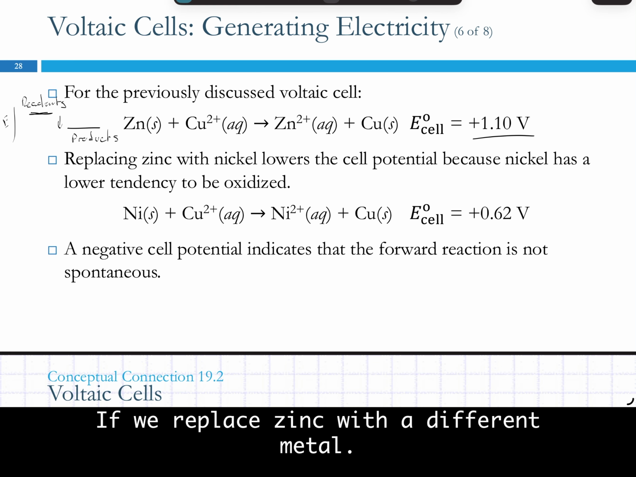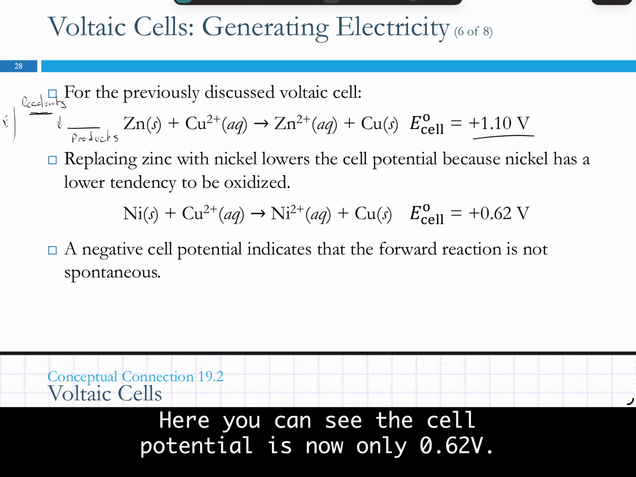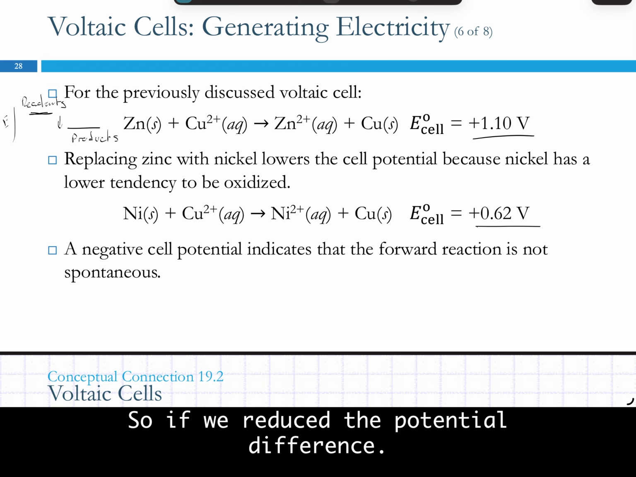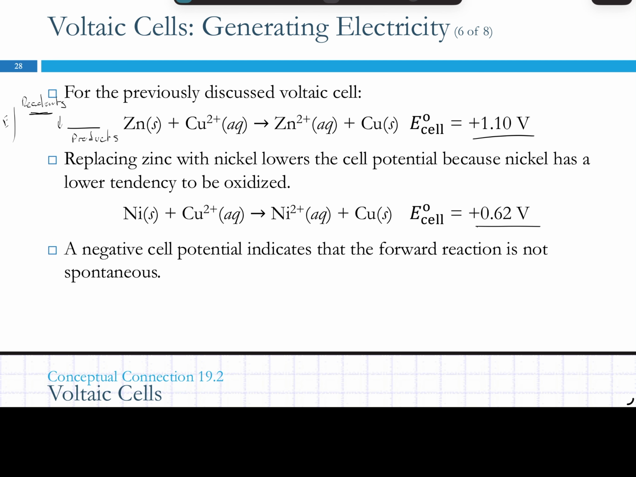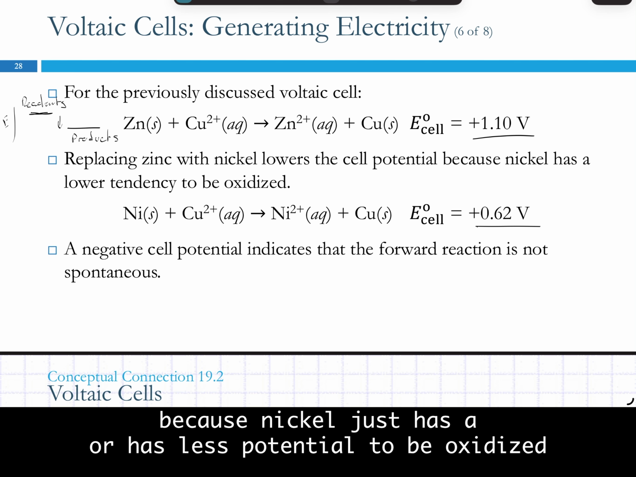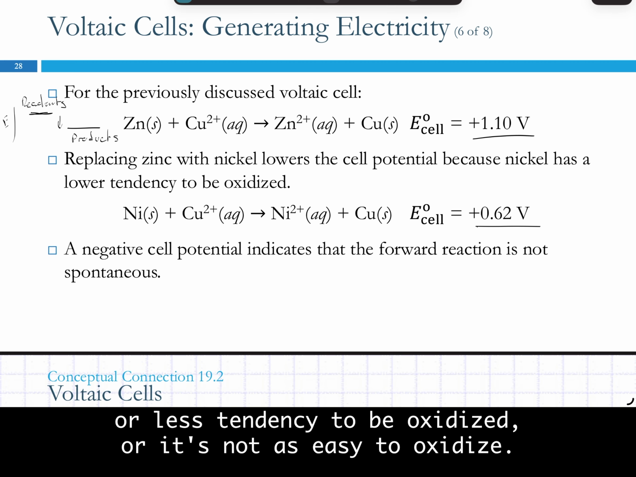If we replace zinc with a different metal, so we go to nickel here, you can see the cell potential is now only 0.62 volts. So we've reduced the potential difference. And that's because nickel just has less tendency to be oxidized, or it's not as easy to oxidize.